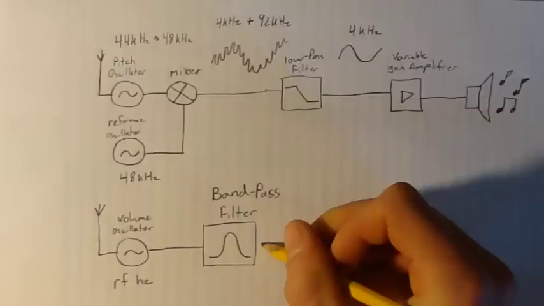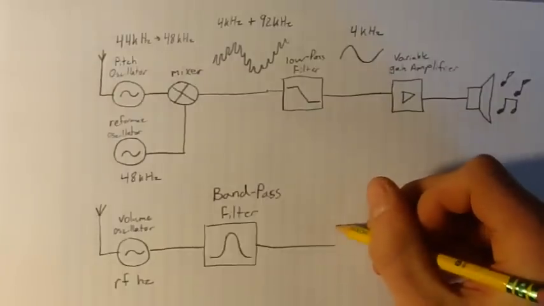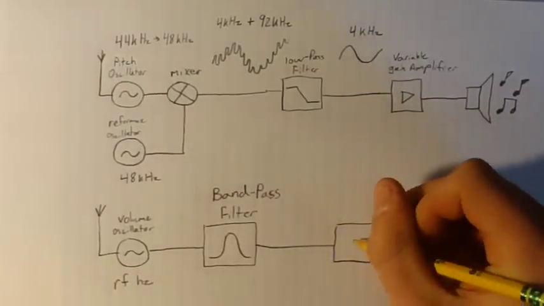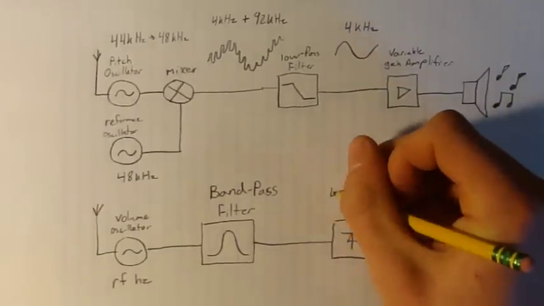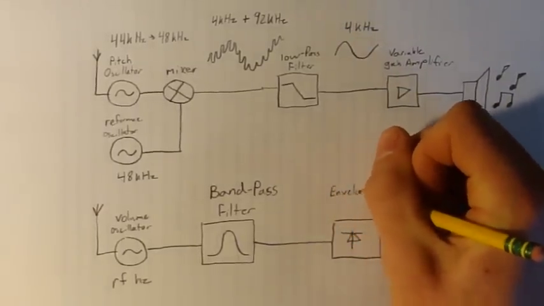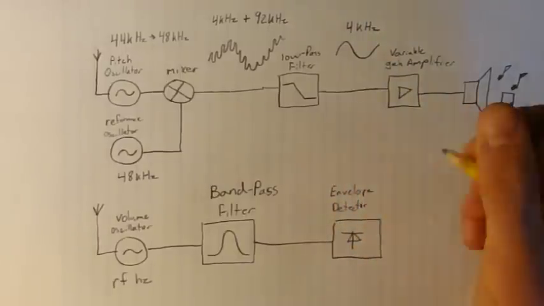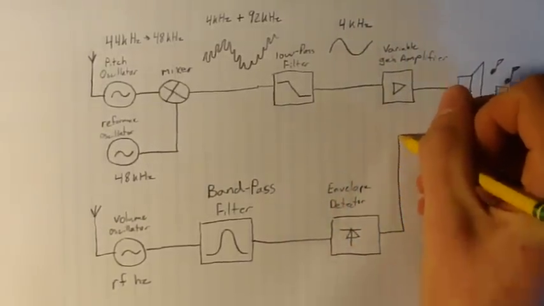This new signal now is fed into an envelope detector, which detects the amplitude of the signal and converts it into a voltage. This voltage is then fed into the variable gain amplifier, and it will control the gain of the pitch coming from the pitch antenna.